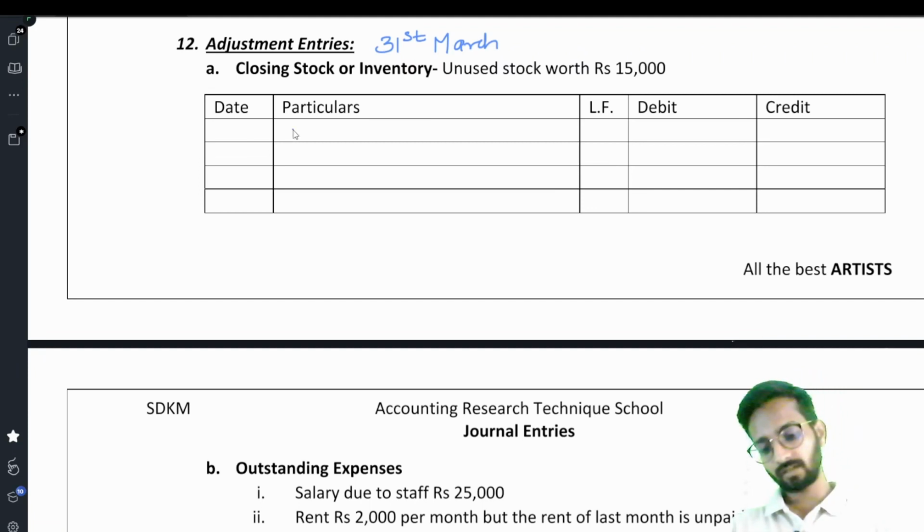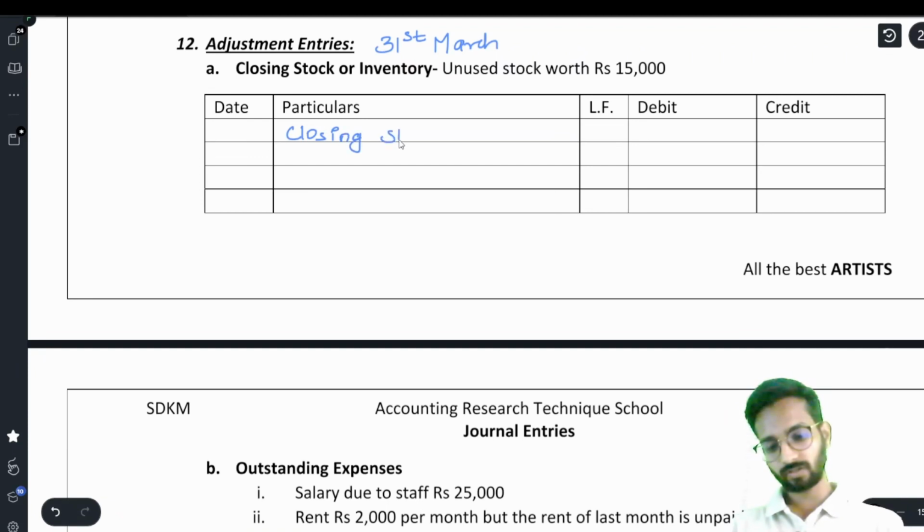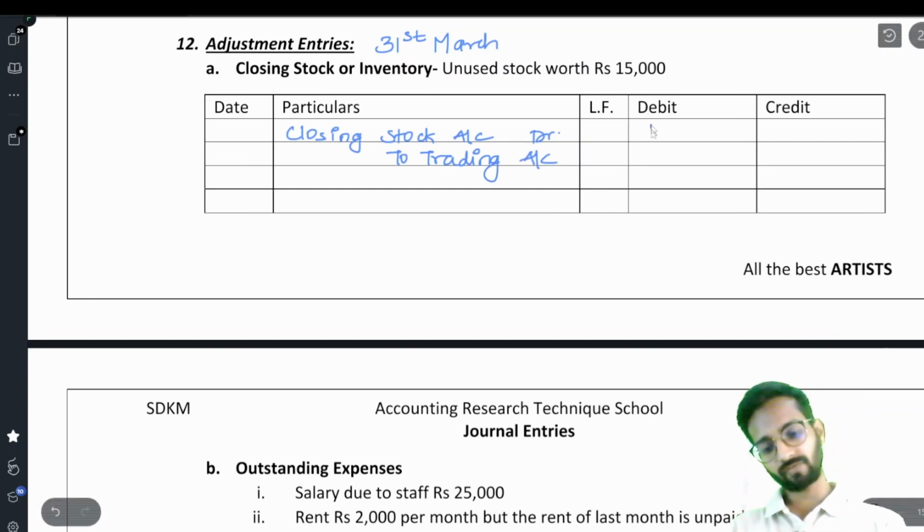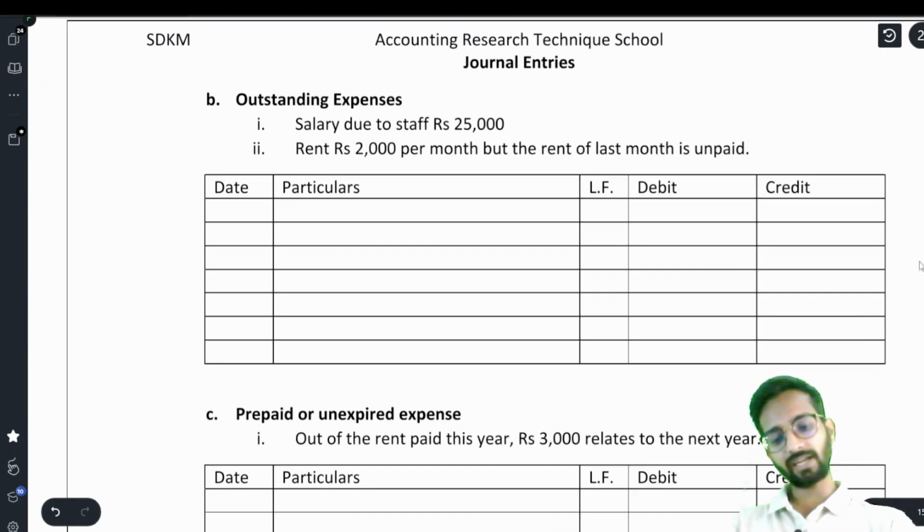So I will write closing stock account debit to trading account. This is the new account, trading account. We will learn in detail about trading account in final accounts. Closing stock account to trading account, how much? 15,000 and 15,000. Now, the next entry we have here is outstanding expenses.